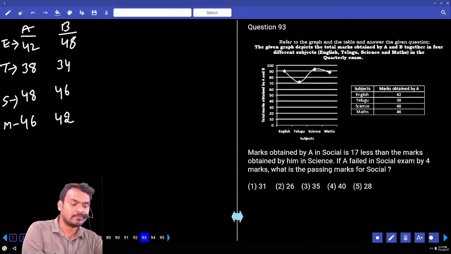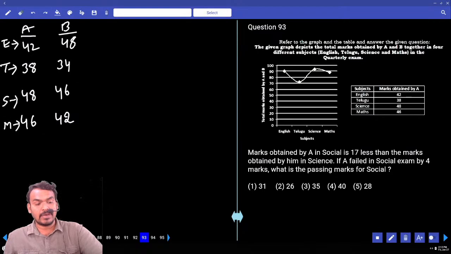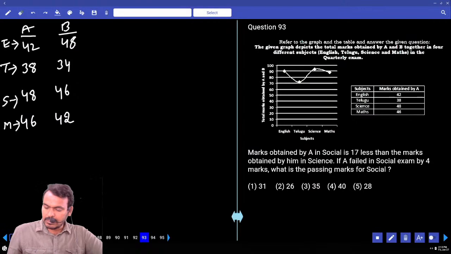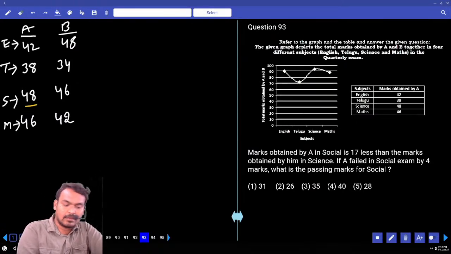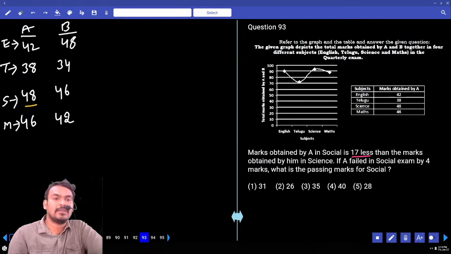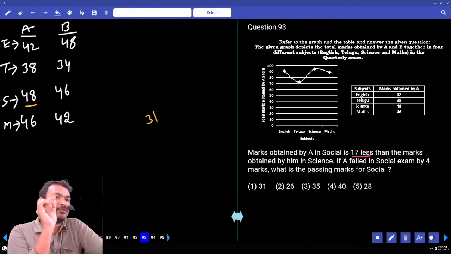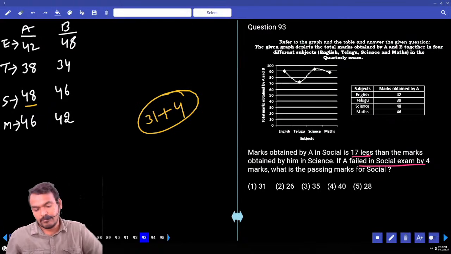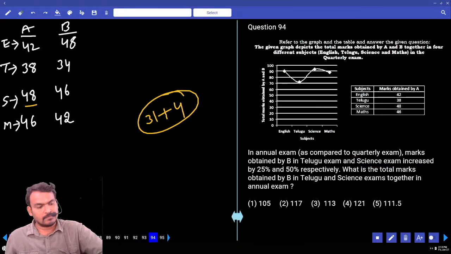Next, Maths. What is the first question? Marks obtained by A in social is 17 less than the marks obtained by him in Science. If A failed in social exam by 4 marks, what is the pass marks of the social? First, Science how many marks is he getting? A 48. Compared to 48 how many marks are less? 17 less. 48 minus 17, 31. That 31 he received marks. But he failed by how many marks? 4 marks. Then we are adding 4. He will be pass or fail? Pass. What are the pass marks? 35.